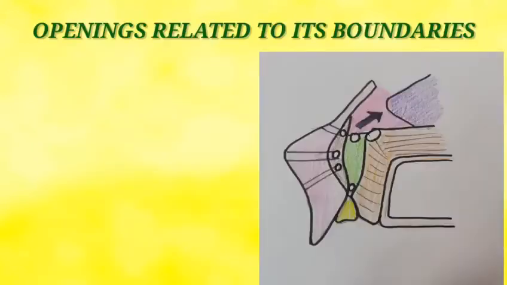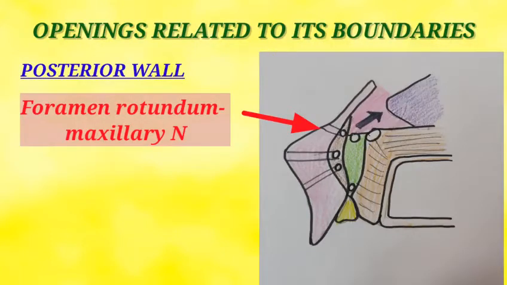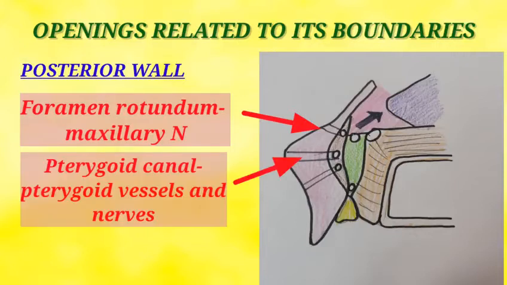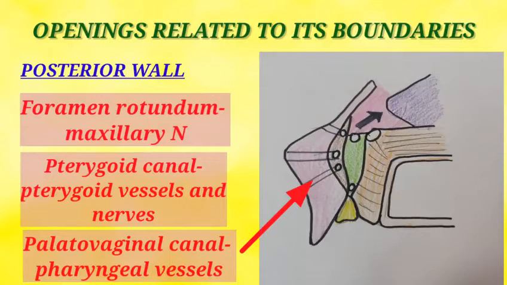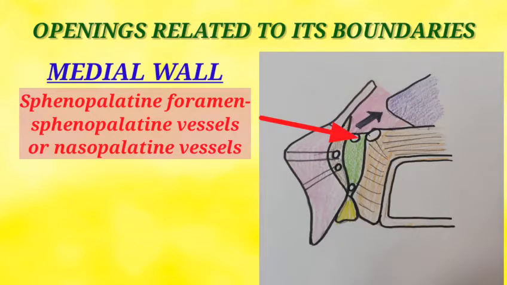The openings related to the boundaries of the pterygopalatine fossa. The posterior wall of the fossa presents from lateral to medial 3 openings: foramen rotundum for maxillary nerve, anterior opening of pterygoid canal for the pterygoid vessels and nerve, palatovaginal canal for the pharyngeal vessels and nerves. The medial wall of the fossa related to the perpendicular plate of palatine bone presents a foramen called sphenopalatine foramen, which traverses the nasopalatine vessels and nerves to enter into the nasal cavity.